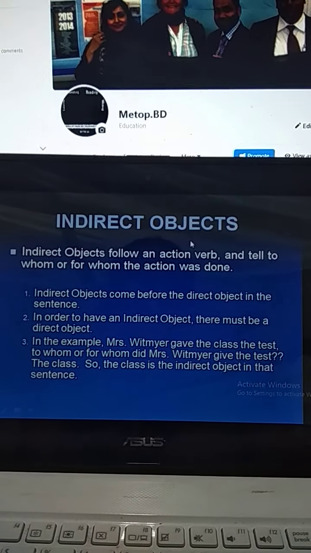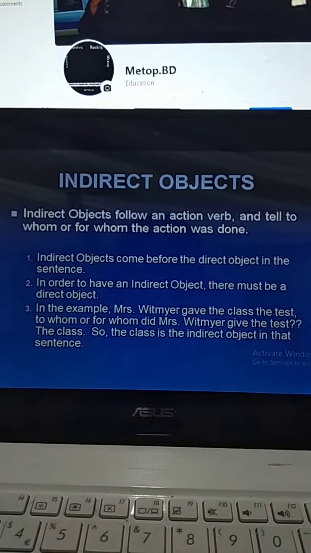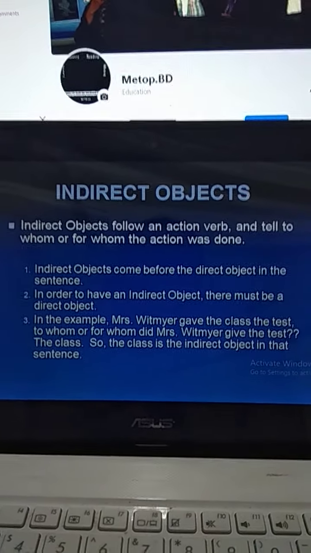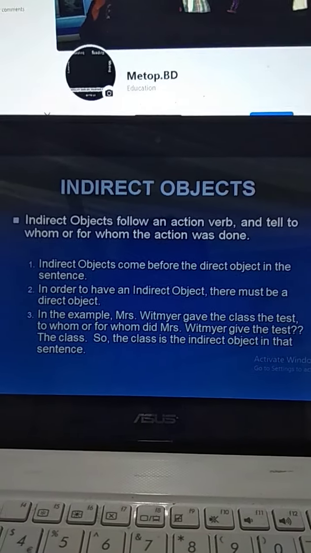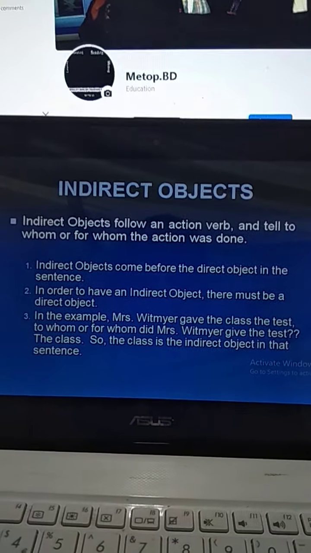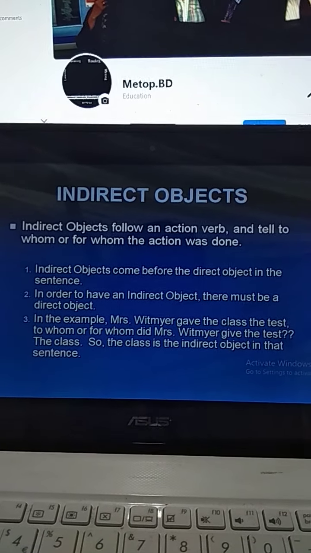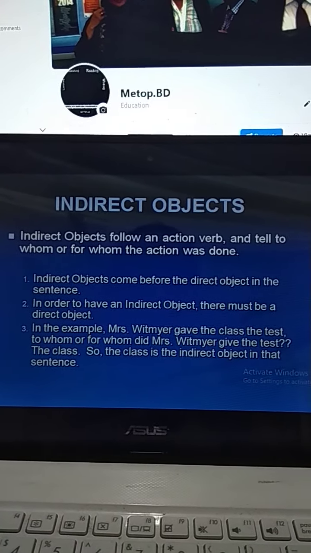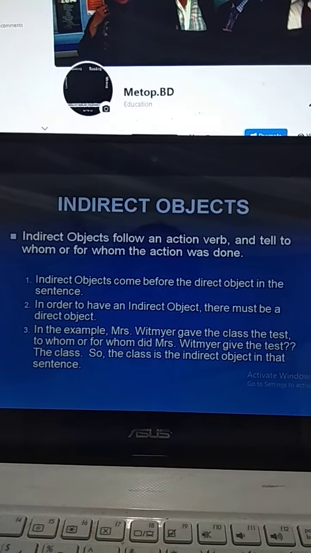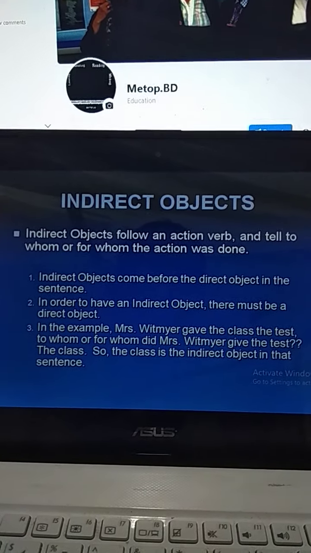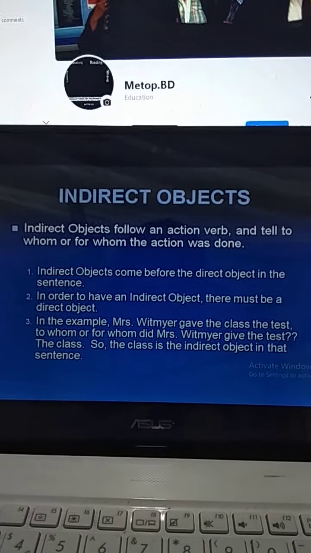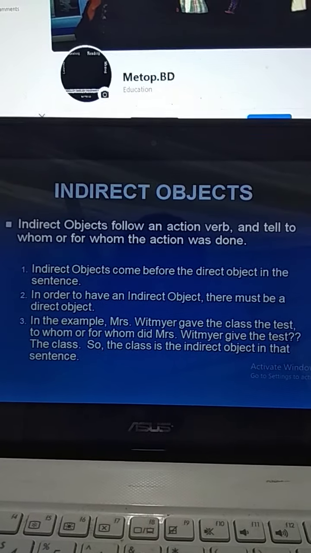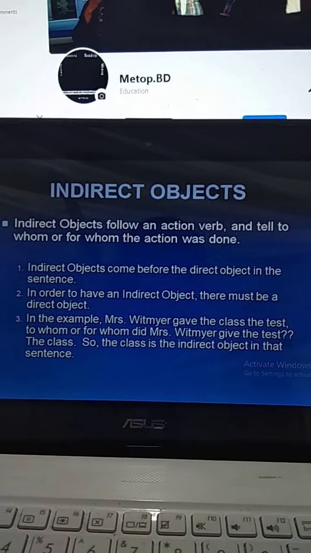Dear learners, you're very curious, you're very talented, you're very intelligent. No doubt here. Indirect objects. My dear students, let's see. Indirect objects follow an action verb and tell to whom or for whom the action was done. Number 1, indirect objects come before the direct object in the sentence. Remember, indirect objects come before the direct object in the sentence.